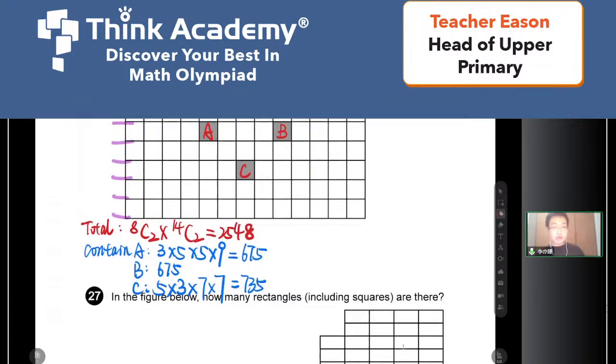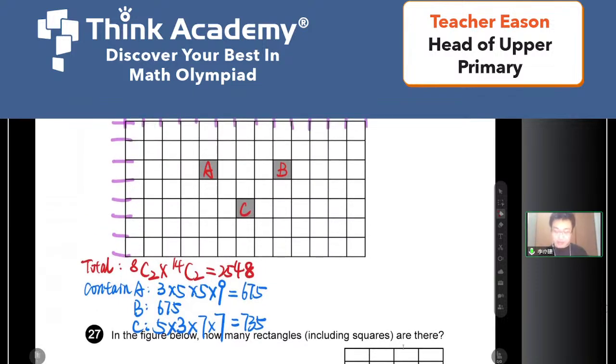So then we can calculate those who contain A, contain B, and contain C. But can we just use the total minus the 675 minus, so remove those that contain A, those that contain B, those that contain C? Is this the final answer? Obviously no. Why no? Because there should be crossovers. So in counting, there will always be crossovers, which is easy for us to make mistakes.